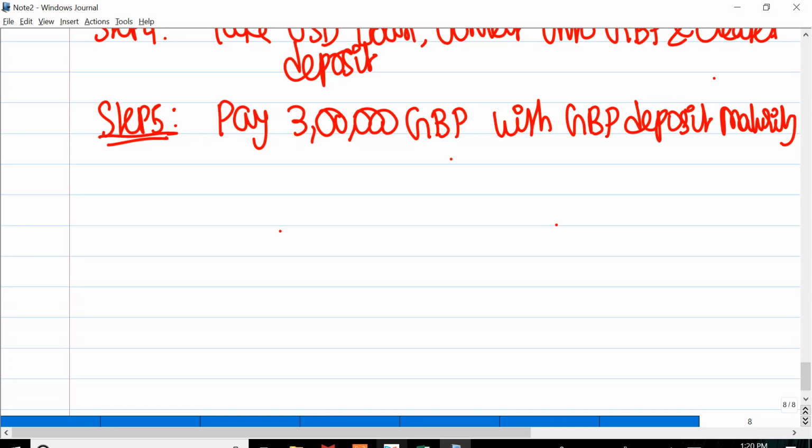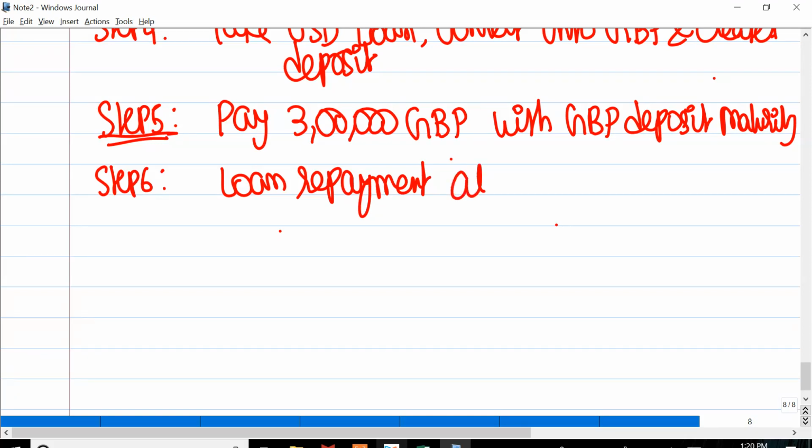And what will be step 6? Loan repayment along with interest. That's your entire outflow as such. Step 6: loan repayment along with interest. We took a loan in US dollars, so that repayment has to be done now.